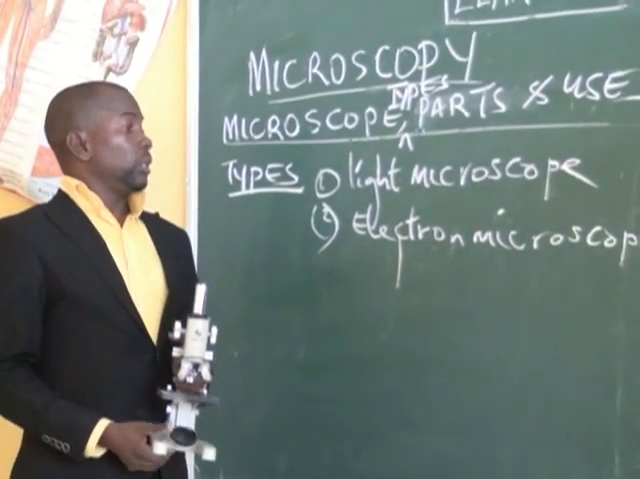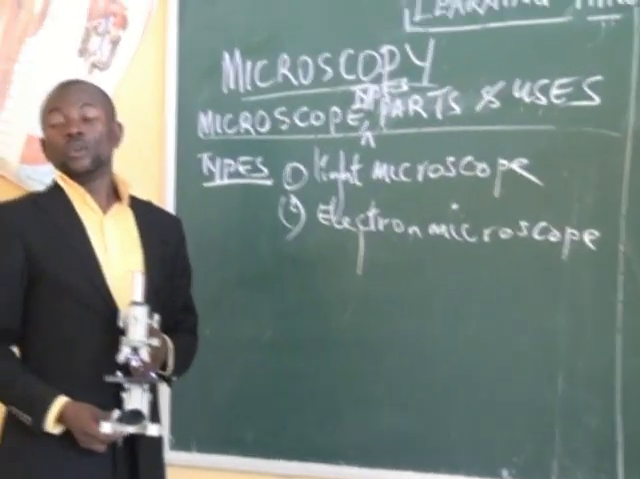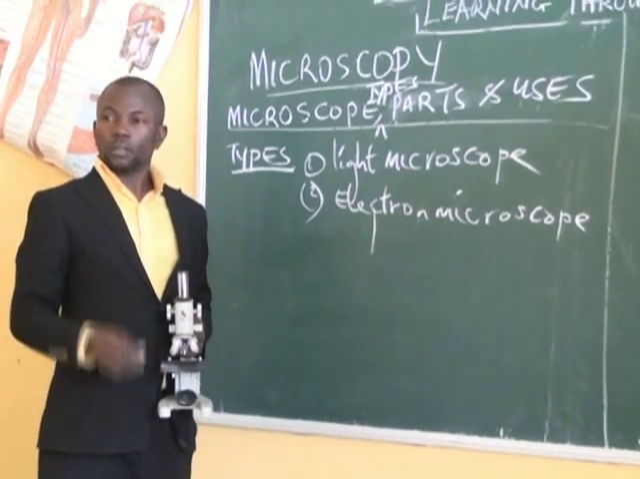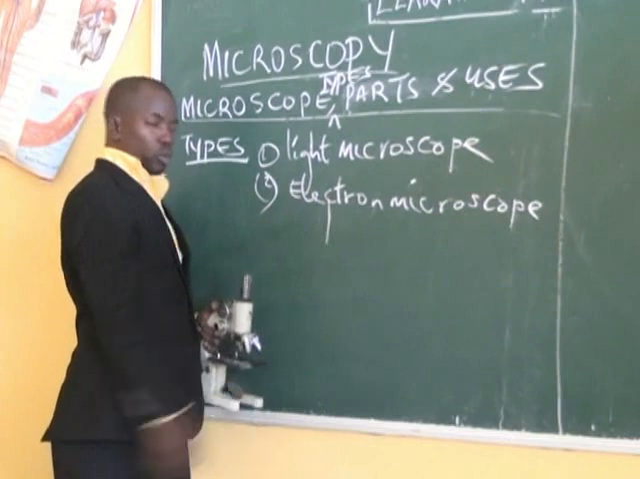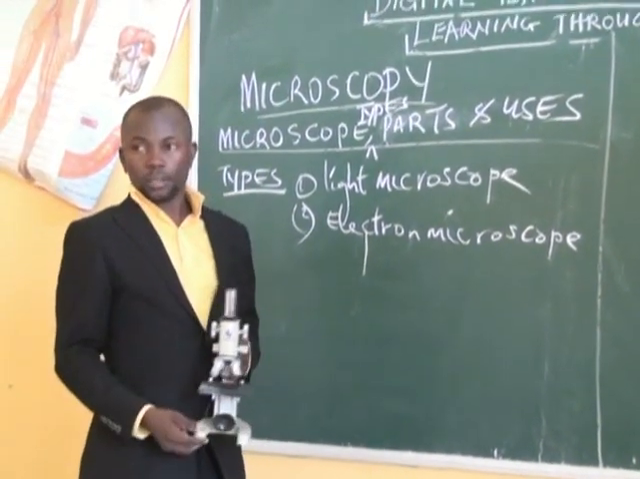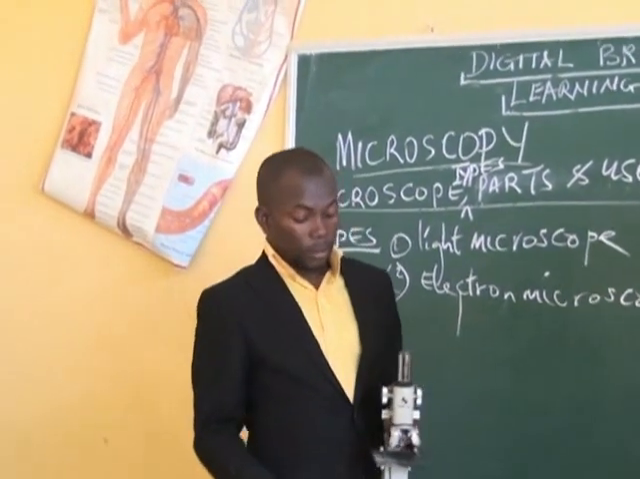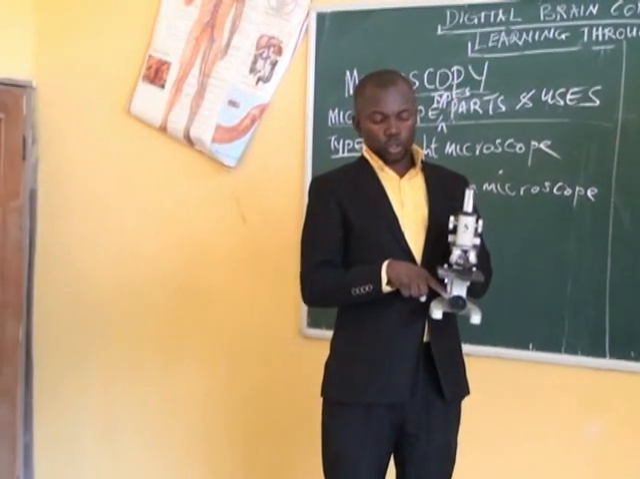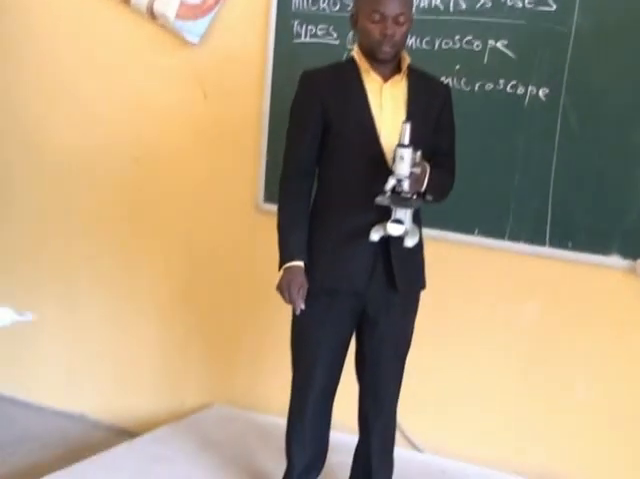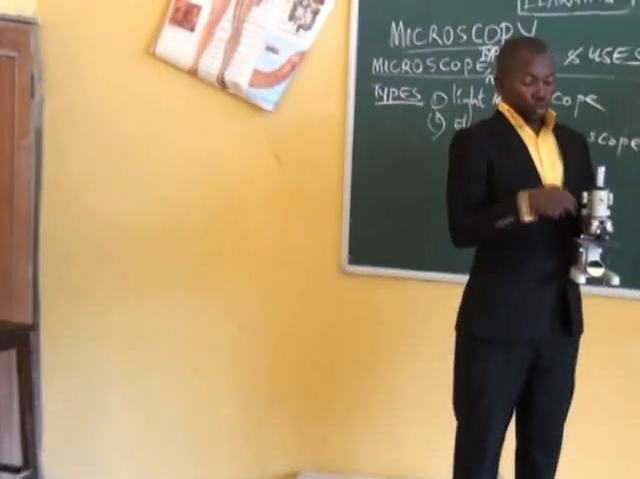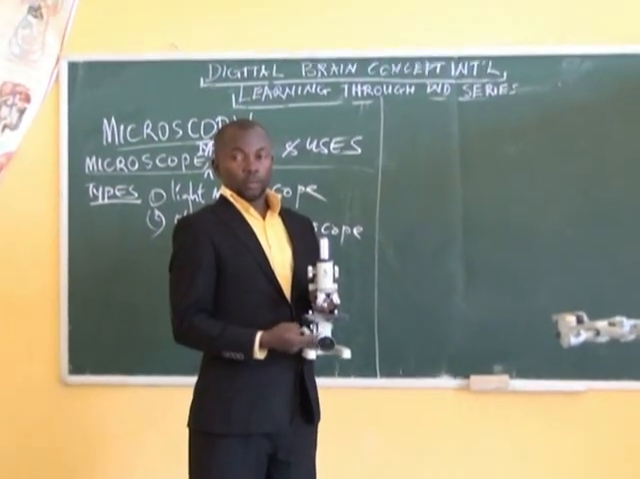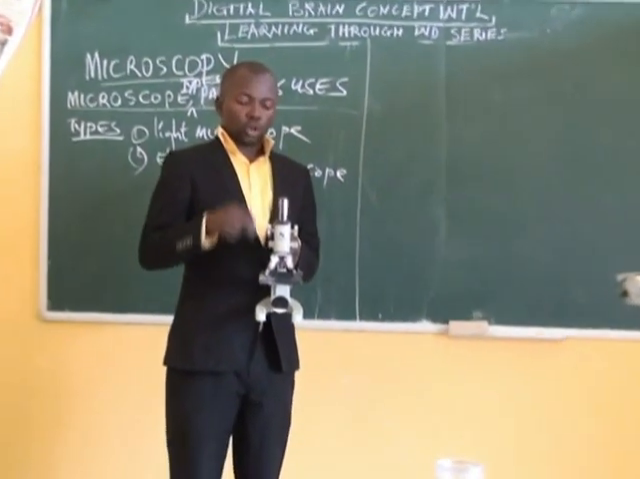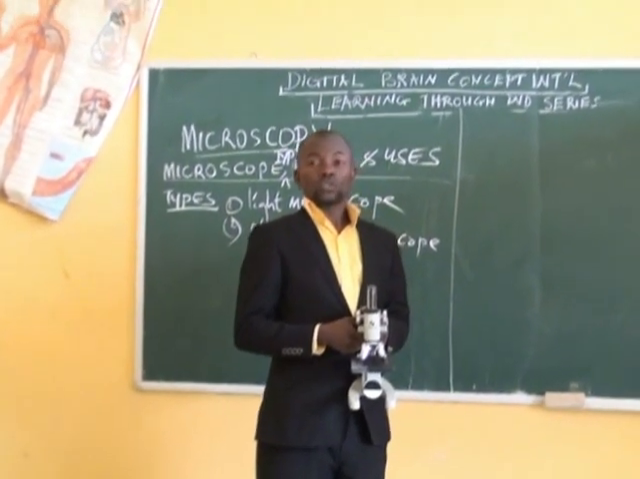The light microscope is the one that makes use of either electric light or the sunlight. That is why it is called the light microscope. It makes use of the electricity, which supplies light. We also have the one that has a mirror. You can see the mirror here. This mirror you see here is for the reflection of light. And the light is used to reveal some of the features of the specimen that will be placed on the stage. So we call it light microscope because it makes use of light as a source of illumination.